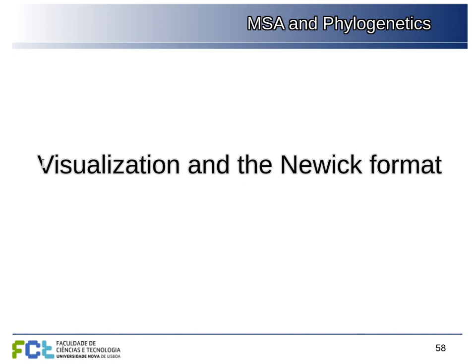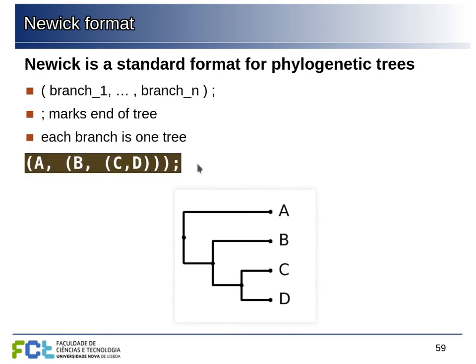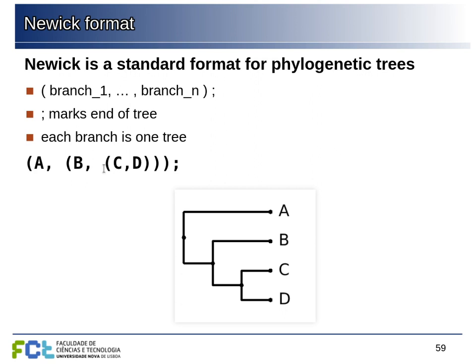Okay, so one final note here, which is how can we in practice visualize these trees. There is this standard format, Newick format, which is a text format that you can use to represent the trees. So basically, we use parentheses to indicate the branches, and in this case, we have CD close together. Then we have B as a cousin of CD, and then we have A. So this would give us this tree where you have CD here, and then B and A.